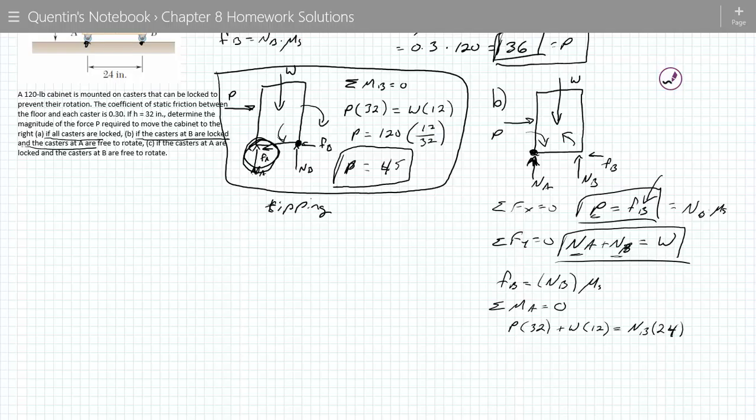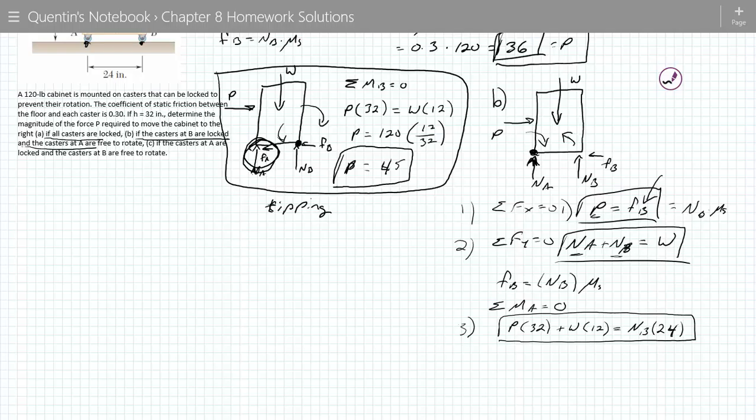And the friction at B passes through there, so therefore it has 0 moment. Okay, so now we have 1 equation, 2 equations, and 3 equations. So 3 equations, 3 unknowns, and we're off to the races.